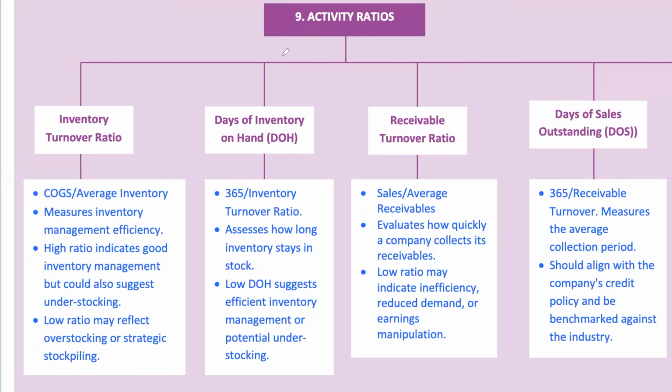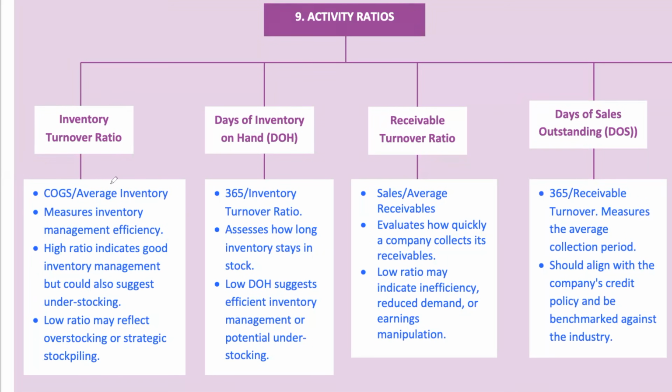So let's talk about activity ratios. You might also hear these called asset utilization ratios or operating efficiency ratios. The whole idea here is to measure how effectively a company is using its assets to generate sales. Think of it like checking the pulse of a company's operational efficiency. The first ratio in this category is the inventory turnover ratio.